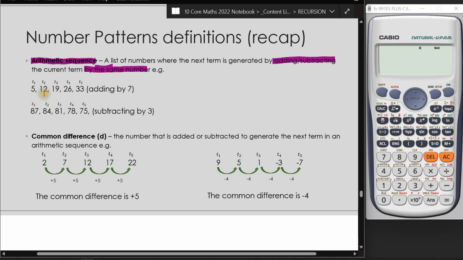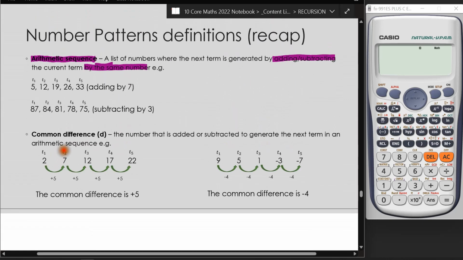And we can see the pattern here for this sequence. It's going up by 7. And in this sequence, it's going down by 3. So both of those sequences are arithmetic because they're going up and down by the same number. And that same number that we're going up and down by is called the common difference. So remember that. In this sequence here, I can see that it's going up by 5, so the common difference is positive 5. And in this sequence, it's going down by 4, so the common difference is negative 4.